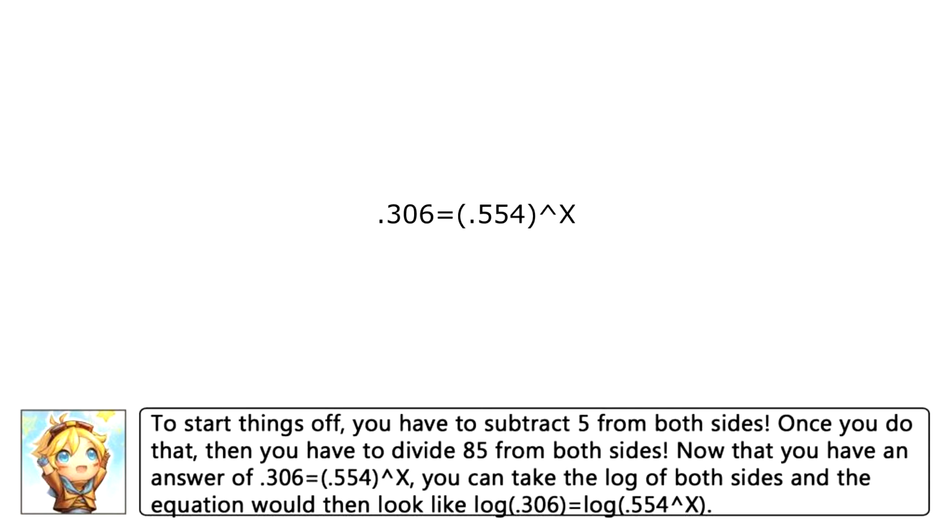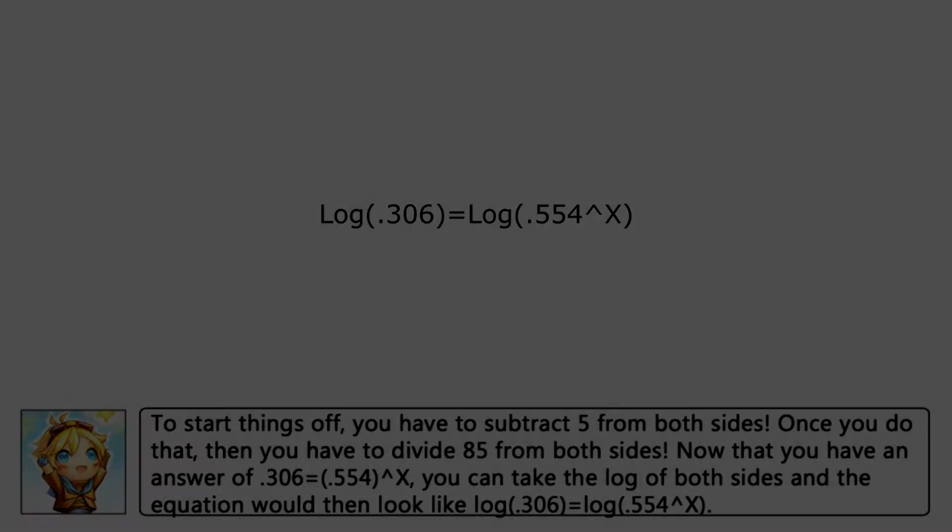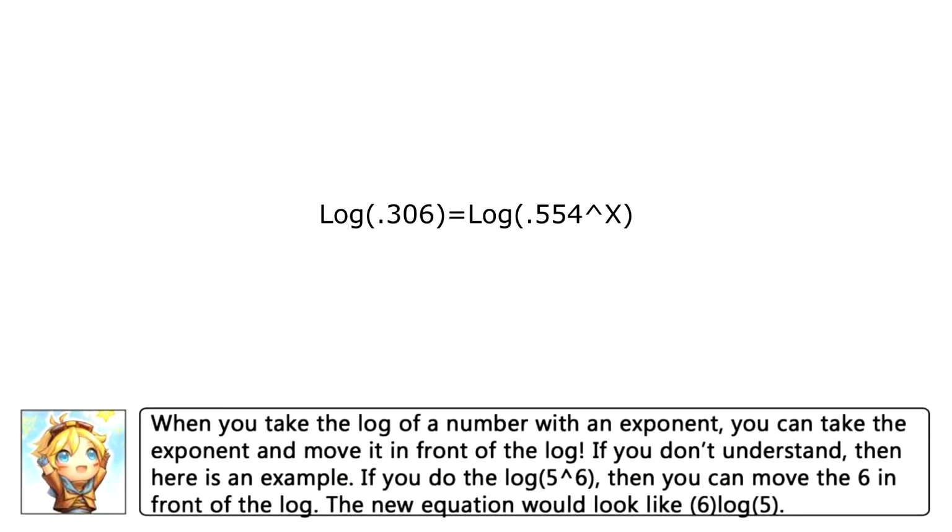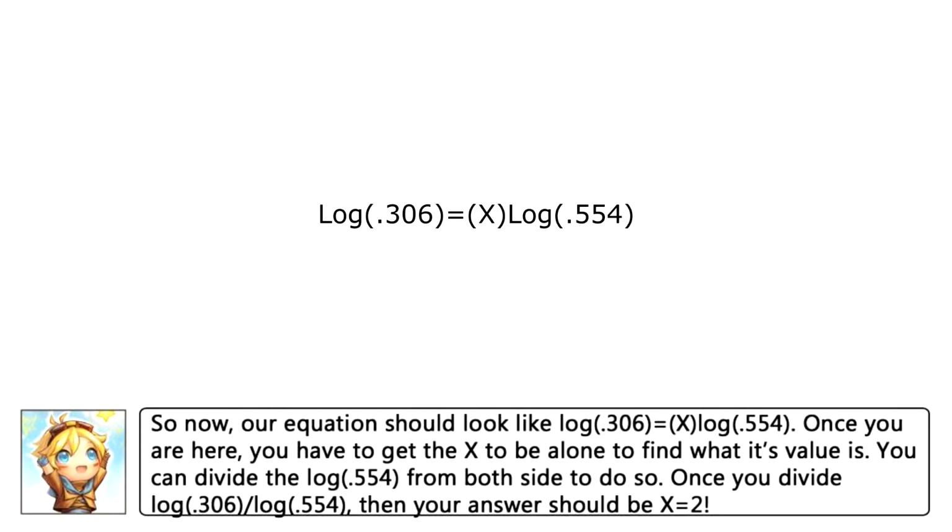Now that you have an answer of 0.306 equals 0.554 to the power of x, you can take the log of both sides and the equation would then look like log of 0.306 equals log of 0.554 to the power of x. When you take the log of a number with an exponent, you can take the exponent and move it in front of the log. If you don't understand, then here's an example. If you do the log of 5 to the 6th power, then you can move the 6 in front of the log. The new equation would look like 6 times the log of 5. So now our equation should look like log of 0.306 equals x times the log of 0.554.